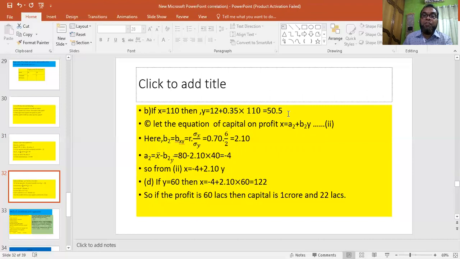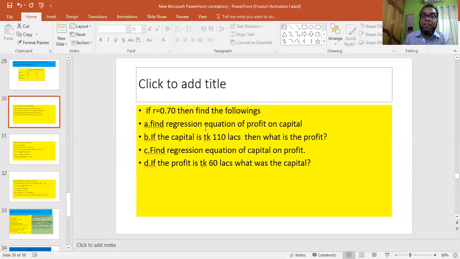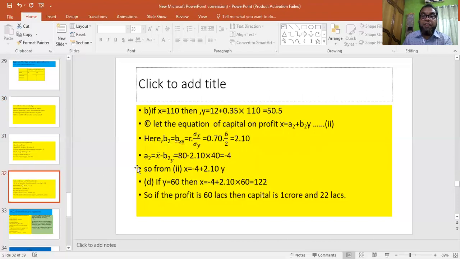So I have got the value of y. What is y? If the capital is 100 lakhs, then what is the profit? I have got the profit: the profit is 50.5 lakhs. Now, what is our question?